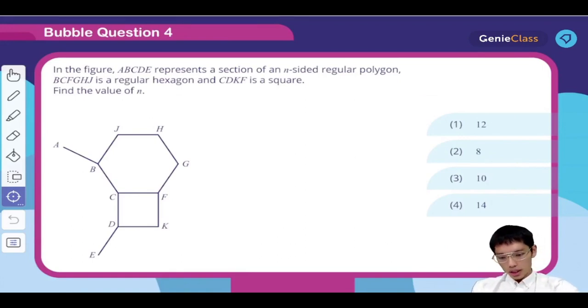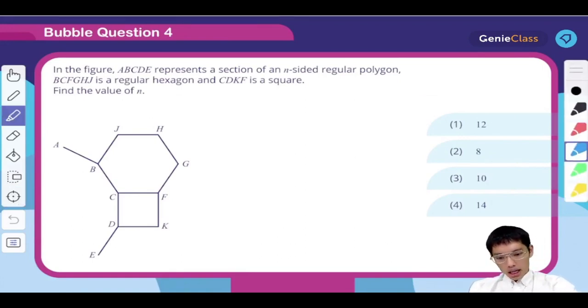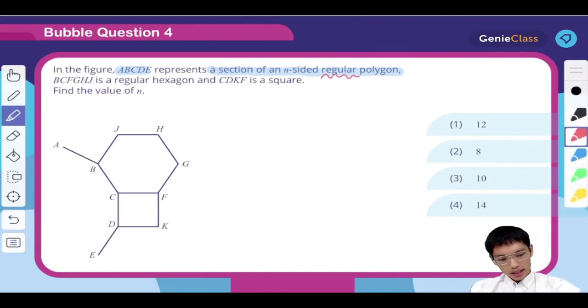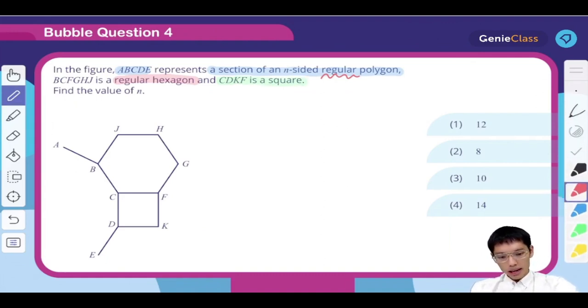Look at this question. A, B, C, D, E represents a section of an n-sided regular polygon. Take note, when I say regular, you have to keep that in mind. When you have regular polygons, what are the things that come to mind? Hexagon, what does hexagon mean? Square, I believe you all know what a square is. How do I find, in this case, the value of n? Take note of what they are referring to. Look at the diagram carefully.